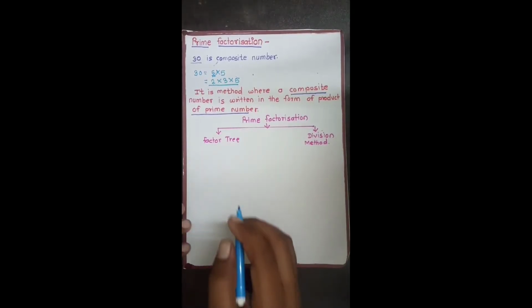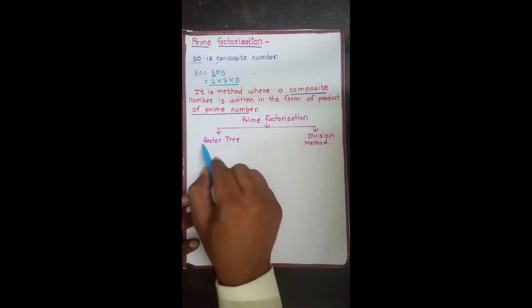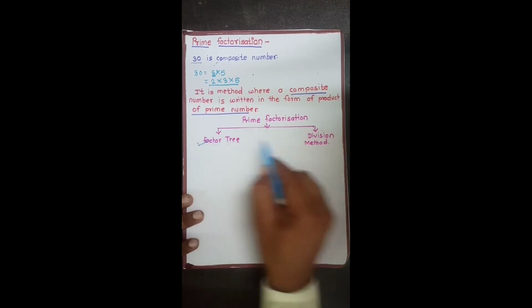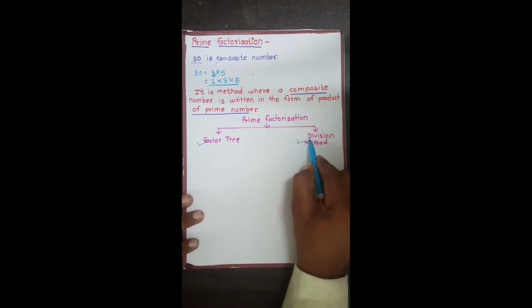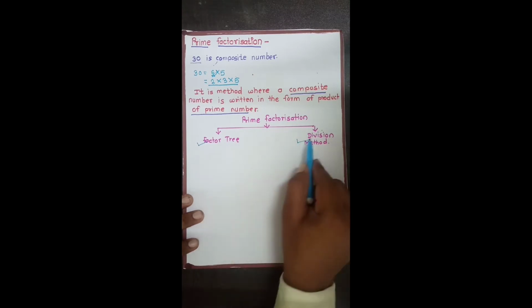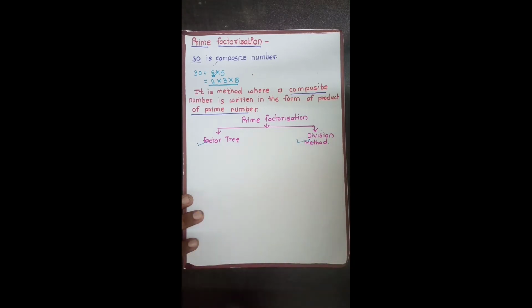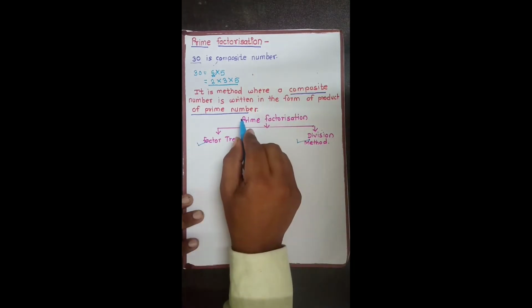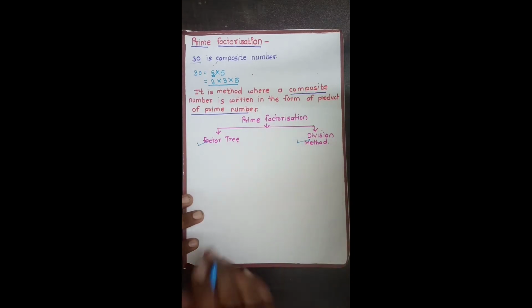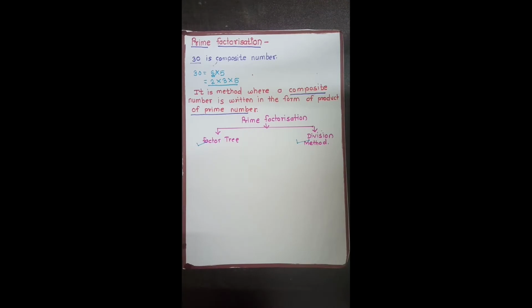There are two methods of prime factorization. They are factor tree method and division method. So these are two different methods by using which we can find the prime factorization of any composite number. So let us see what is the factor tree method.